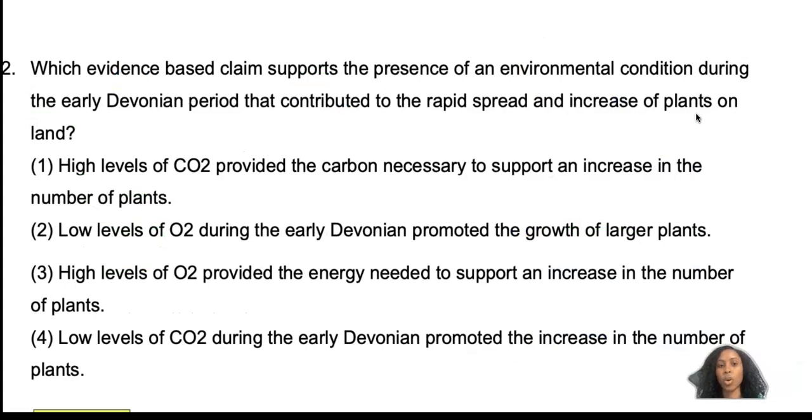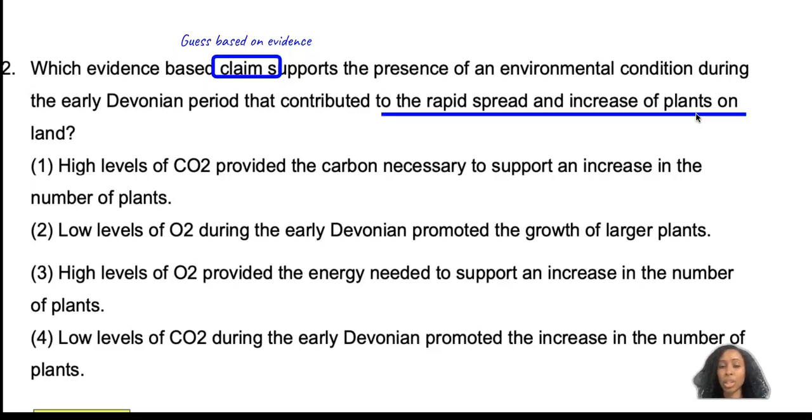Now let's take a look at question number 2. So again, I'm going to start looking for those action things in this question to see what these people are asking me. So first I'm going to highlight claim, and this is a guess based on evidence. So this is telling me that I need to observe an image, a model, or something and gather information from there.